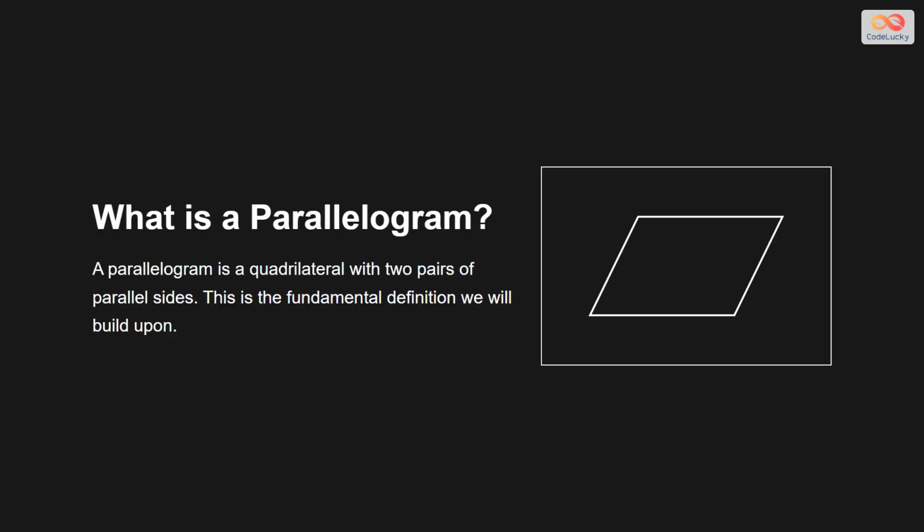First, let's define a parallelogram. A parallelogram is a type of quadrilateral that has 2 pairs of opposite sides that are parallel to each other. This is the core definition we will be using.